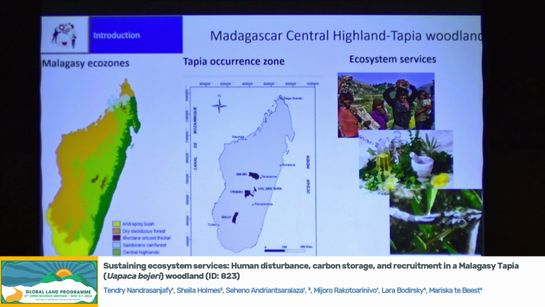Madagascar is a country that has a lot of biomes, dominated mostly by the savanna. And in the savanna biomes, there is a particular woodland named tapia, and its occurrence zone is from the central to the south-central part of the highland. And as ecosystem services, this ecosystem provides timber and firewood, medicine and fruit, and it is also the habitat of a white silkworm called Borocera madagascariensis.